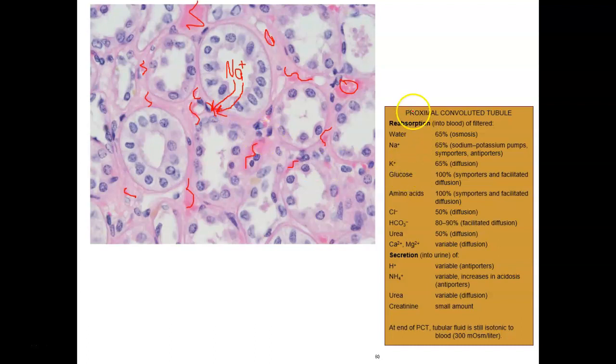And you can see on this chart here, do you have to remember every single thing on this? No. But when we look at reabsorption, those things which are reabsorbed from the tubule into the bloodstream, you can see water, sodium, potassium, glucose, amino acids, chloride, bicarb, urea. There are a number of different molecules which are reabsorbed back into the bloodstream.